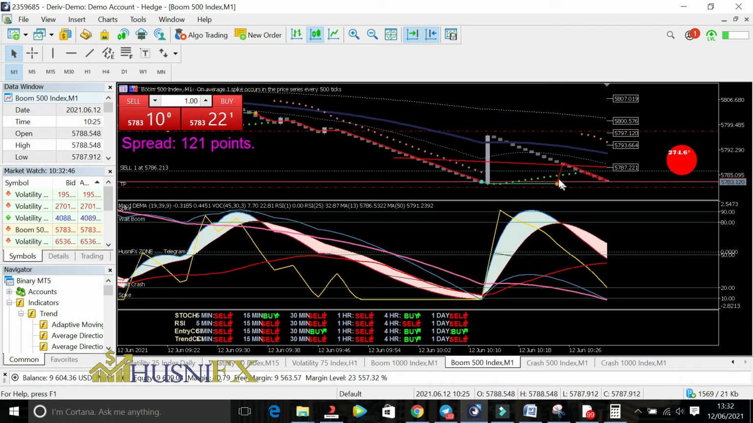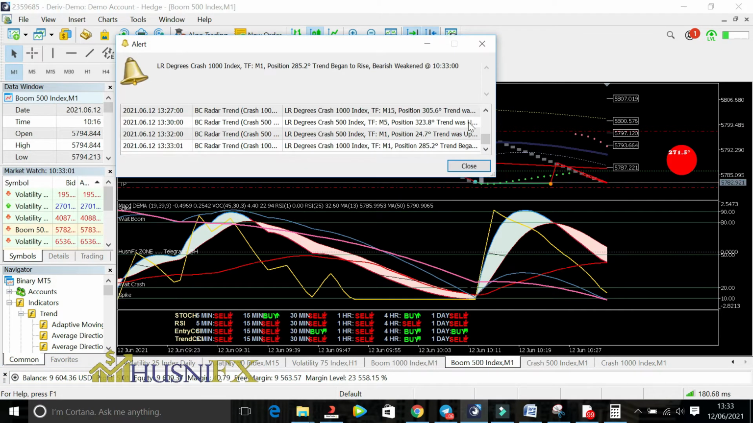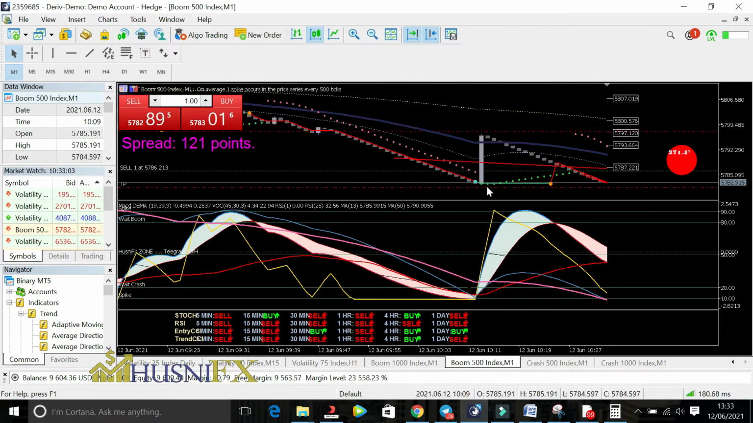If you see this red line, and you see that the trend indicator is really showing red, then you have a potential sell, whether on a higher time frame or a lower time frame.